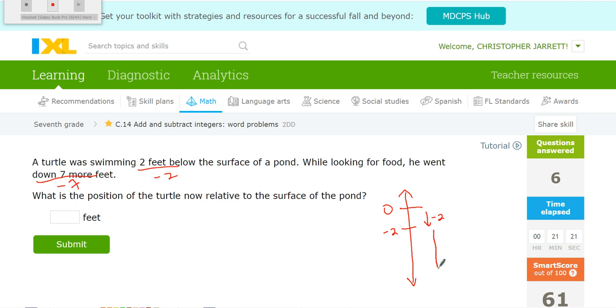So when I go down 7 more from negative 2, and I put my minus 7, again, when I see them going in the same direction, that tells me that I should add them together. So this should be negative 2 plus negative 7, and that will give me a final result of negative 9, which I can see makes sense. So what is the total position relative to the surface? It's from the surface all the way down here, a total of negative 9.